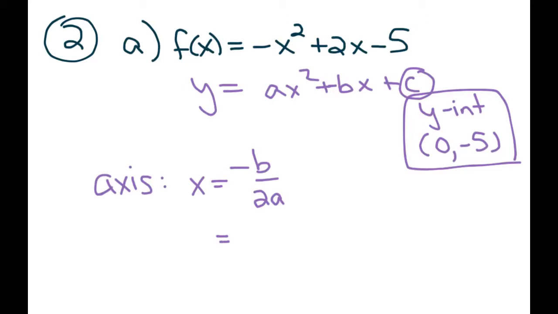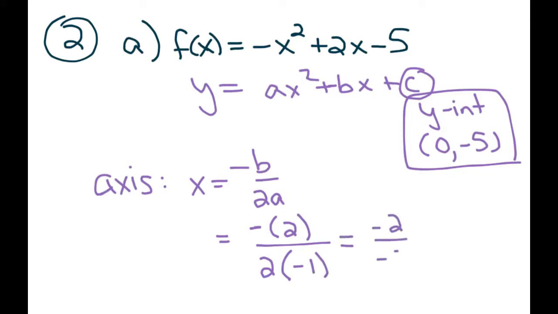Be careful for double negatives. So negative, and then in parentheses I'm going to put b, which is 2, over 2 times a, which in this case is negative 1. So negative 2 over negative 2 is positive 1. So the axis of symmetry is the vertical line x equals 1. The axis of symmetry is also the x-coordinate of the vertex.